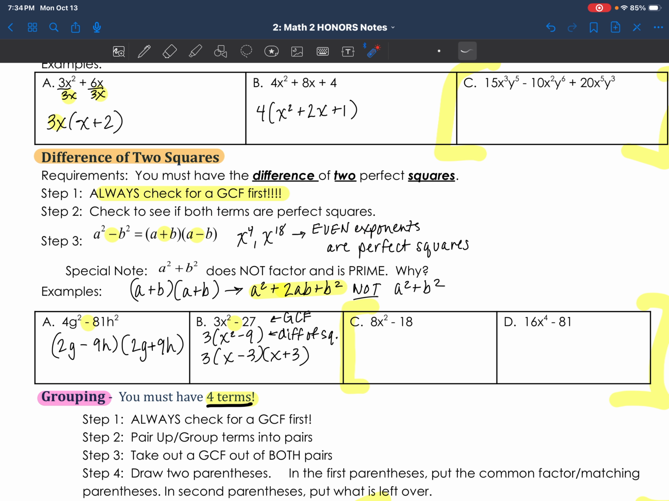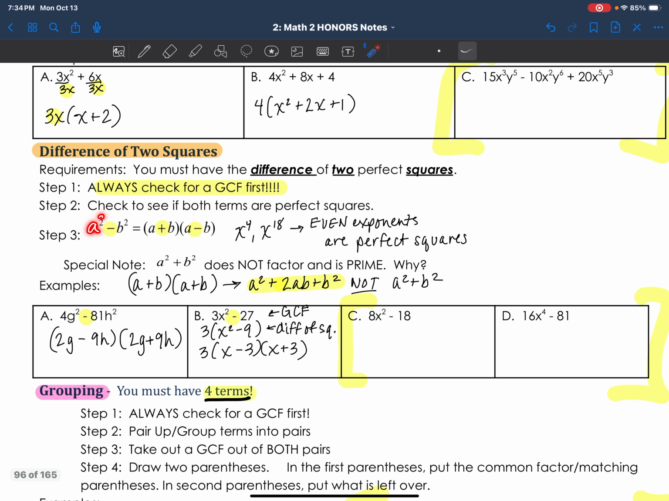So if you notice, a squared minus b squared, well, it's a difference. So since we have a difference, so far so good, and then this is squared and that's squared, so we're good to go. So what you do is you take your first term and you put a plus sign in the middle, and then you take the second and you put a minus sign in the middle.